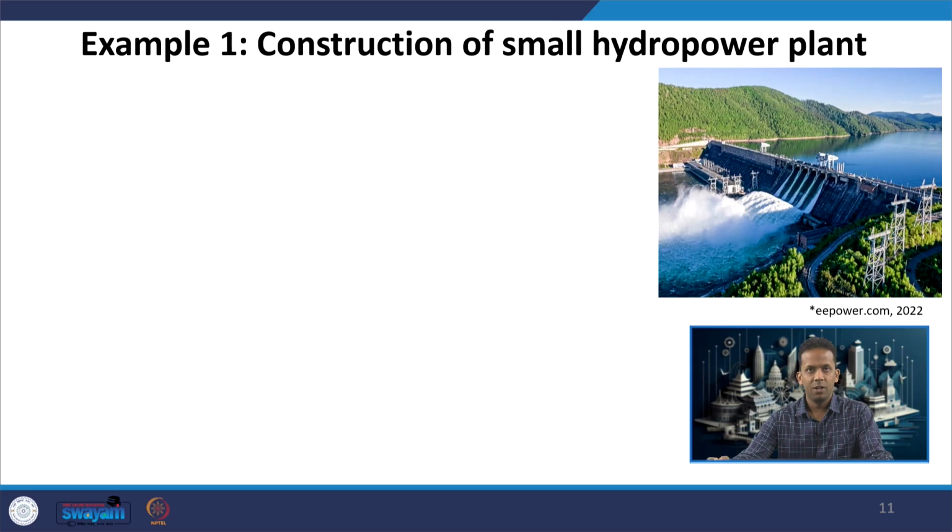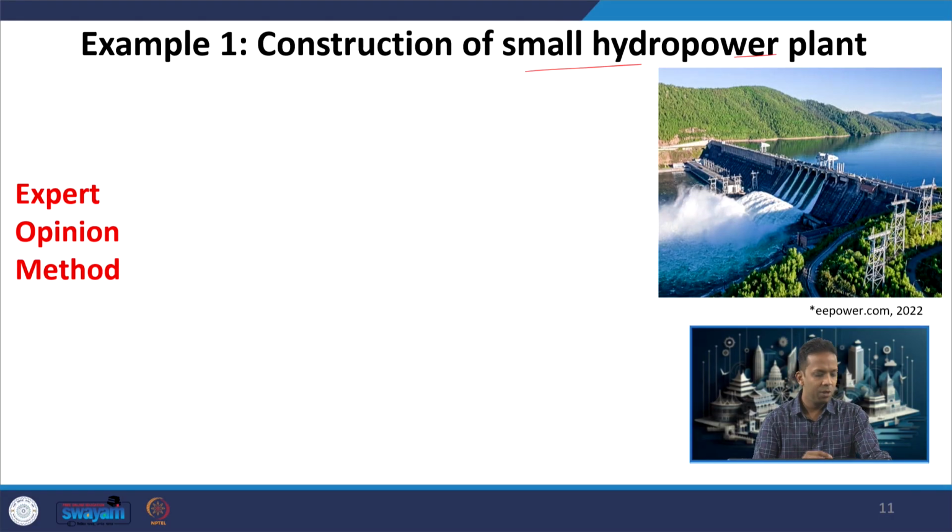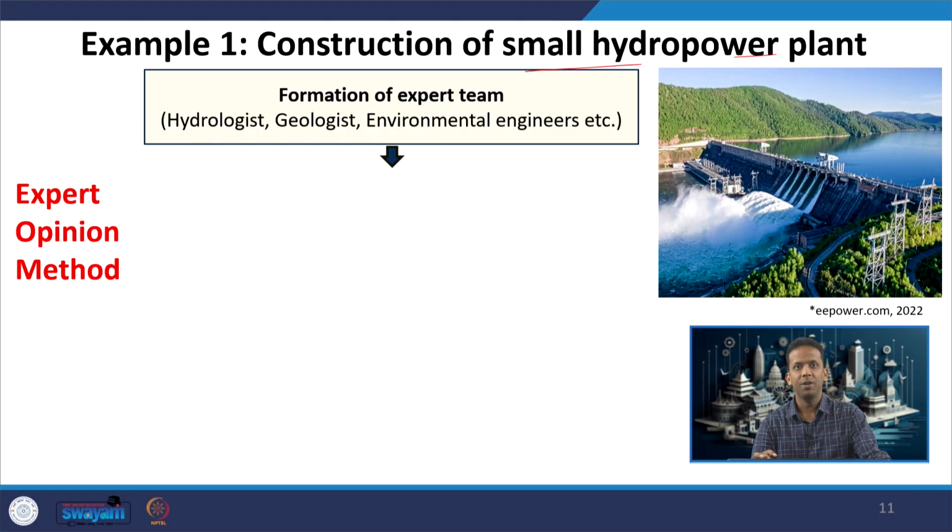So, let us take one example, the same example which I conveyed earlier, the construction of a small hydropower plant. It is just a representative image, and this example is based on the expert opinion method. Okay. So, what are the steps there? First, obviously, we will be forming a team of experts. There will be a hydrologist, geologist, environmental engineers, civil engineers. So, all those people would be included in the expert team.